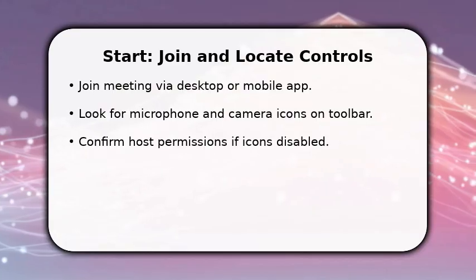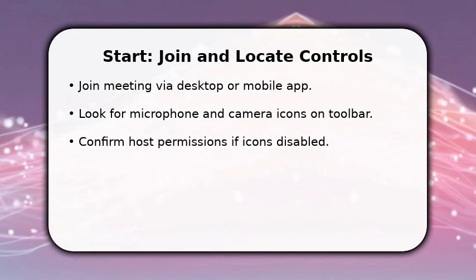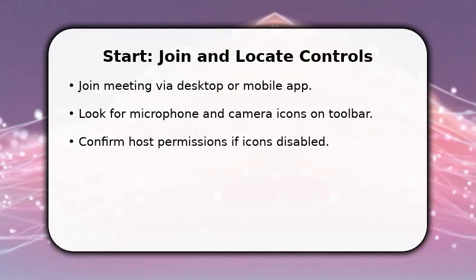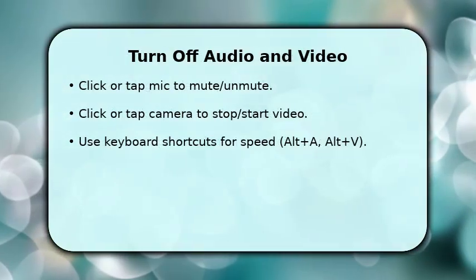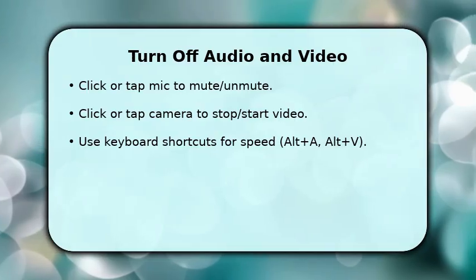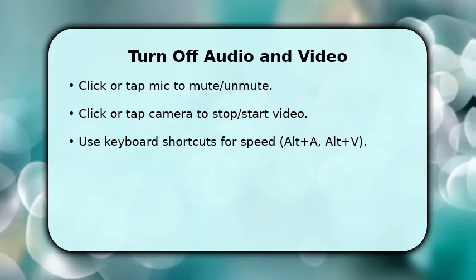Grant access and return. Once done, you'll be ready to mute or stop video instantly. This step prevents delays and ensures you can control your presence from the start. You should now mute audio by clicking the microphone icon or pressing the shortcut for your system. Muting prevents any ambient sound from broadcasting.